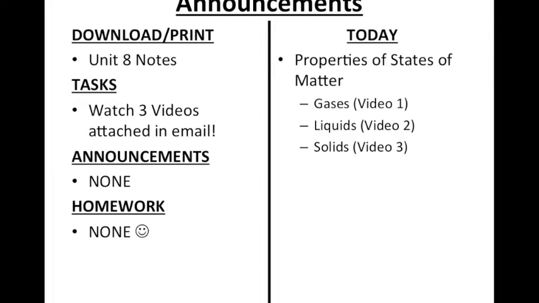Good morning, everybody. So today we are going to begin Unit 8, which is about states of matter. You probably know from middle school that the three states of matter are solid, liquid, gas. Yes, plasma is in there too, but we are not going to look at that one. So for today, you need to download or print, if you have the capability, your Unit 8 notes.